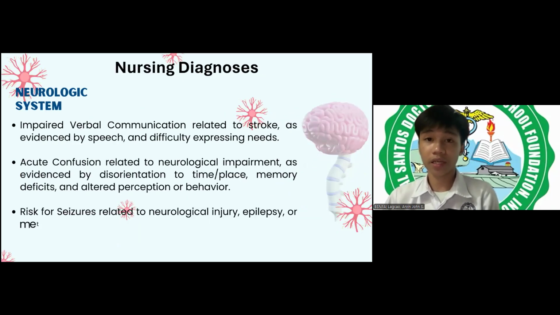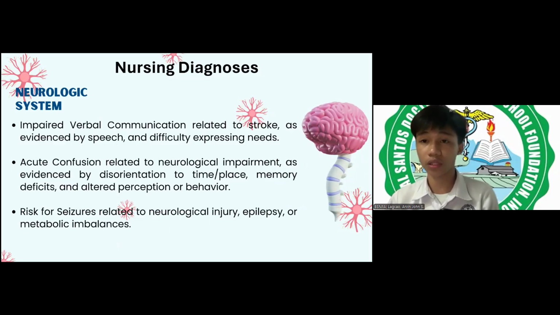For the neurologic system: impaired verbal communication related to stroke, as evidenced by slurred speech and difficulty expressing needs. Acute confusion related to neurological impairment, as evidenced by disorientation to time and place, memory deficits, and altered perceptions or behavior. Risk for seizure related to neurologic injury, epilepsy, or metabolic imbalances.